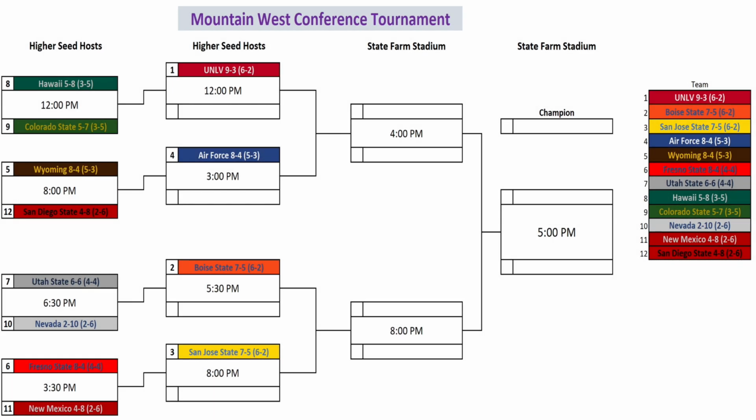So moving on to the Mountain West. The first place was a 3-way tie, and it came down to a coin flip, and the results came out to UNLV would be the 1 seed, Boise State would be the 2, and San Jose State would be the 3. Air Force and Wyoming were tied. Air Force gets the head-to-head nod, and they get the 4 seed, and they get the first round bye.